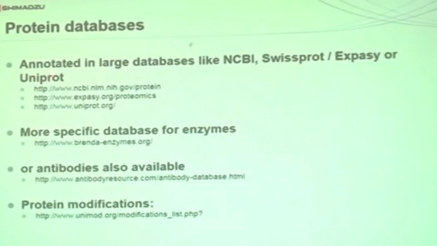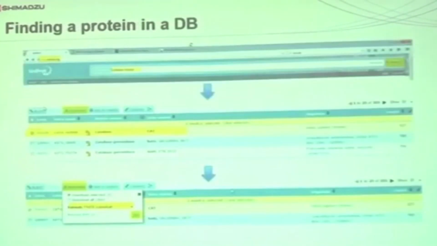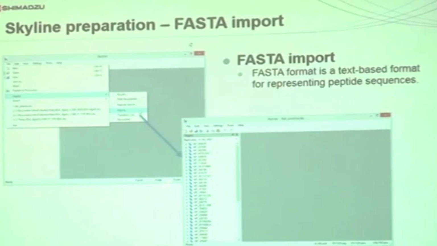All we need to do is find the FASTA sequence for a given protein, so that you can search many of the databases for this purpose. The most commonly used database is the UniProt database. Here you just have to give the name of the protein and then you can download the FASTA file. And then you can import that FASTA file in the Skyline software.